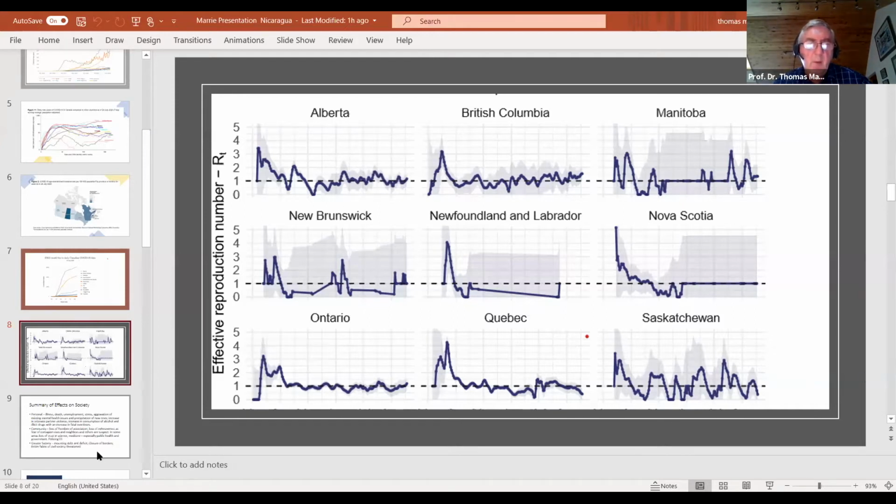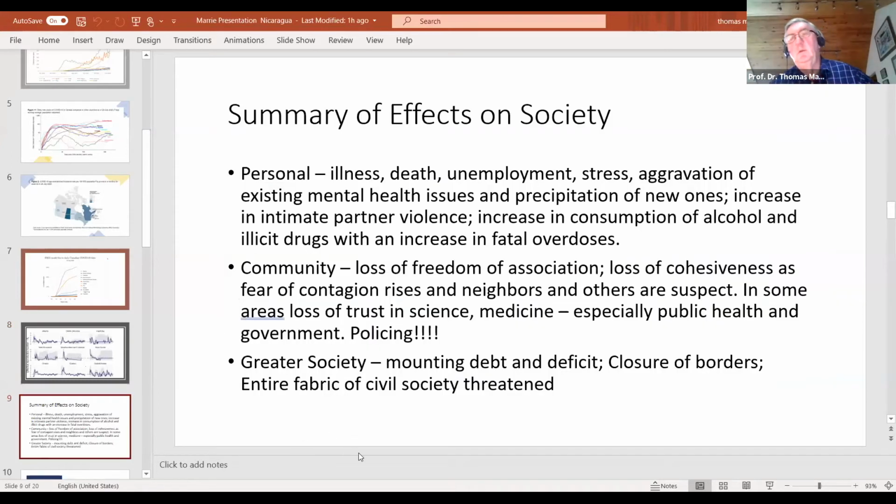Now, to summarize what's happened to the effects of COVID-19 on society, I have this slide, and I've divided the effects into 3 broad categories: personal ones, community ones, and then those for greater society. And it's impossible in 20 minutes to do more than just enumerate what's happened.